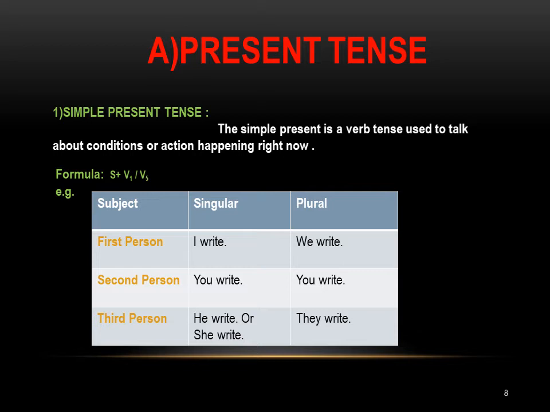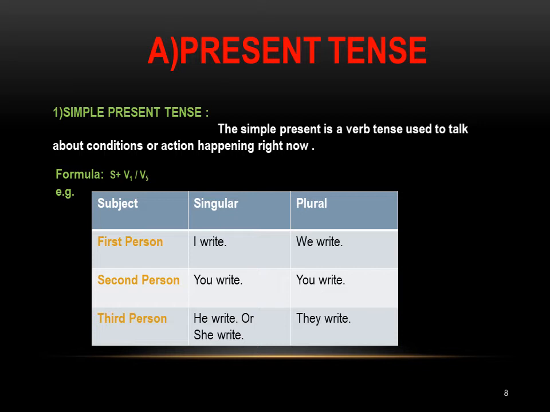The simple present is a verb tense used to talk about conditions or actions happening right now. I again repeat it. The simple present is a verb tense used to talk about conditions or actions happening right now. Here I mention one formula. Please try to understand it. S plus V1 slash V5. S is subject. V1 means present form of verb, slash V5. V5 means simple present form of verb.